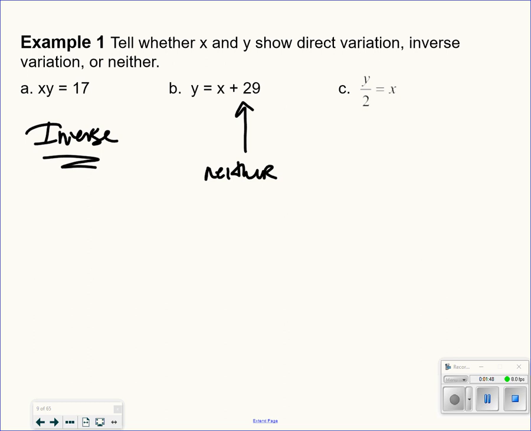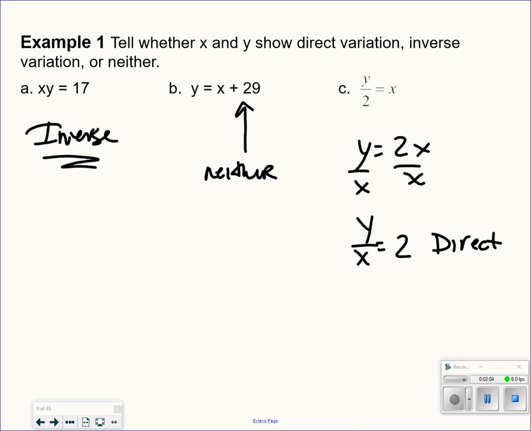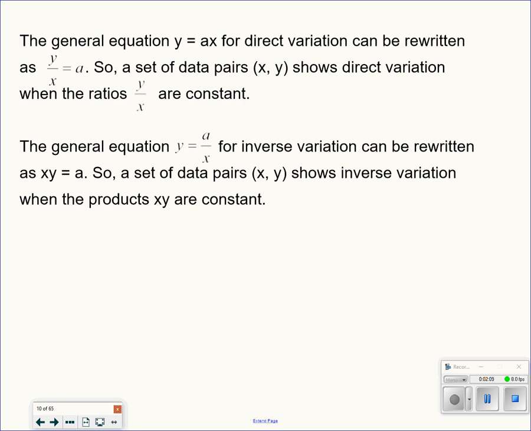And now, again, whichever way you want to look at it, I like solving it for the a value. So I solved this for 2. And so y divided by x, that is a direct variation. In general, y equals ax is a direct variation, which can be rewritten as y over x equals a. And then x times y is equal to a. I'm going to use that when I'm trying to establish what the constant is.